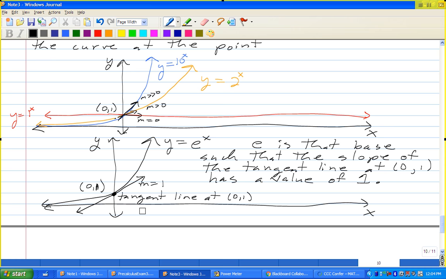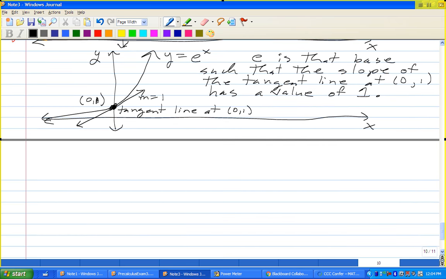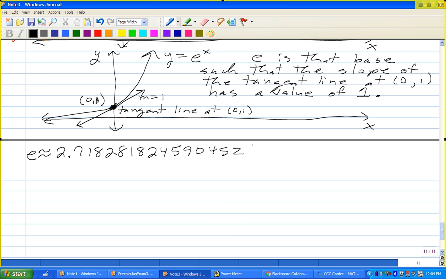Okay, so that is another concept that gives us the idea of what e is. It's that base such that the slope of the tangent line at 0 is 1. Another idea is what is e? Well, it's some number whose approximate value is 2.718281828459045235360287, etc.